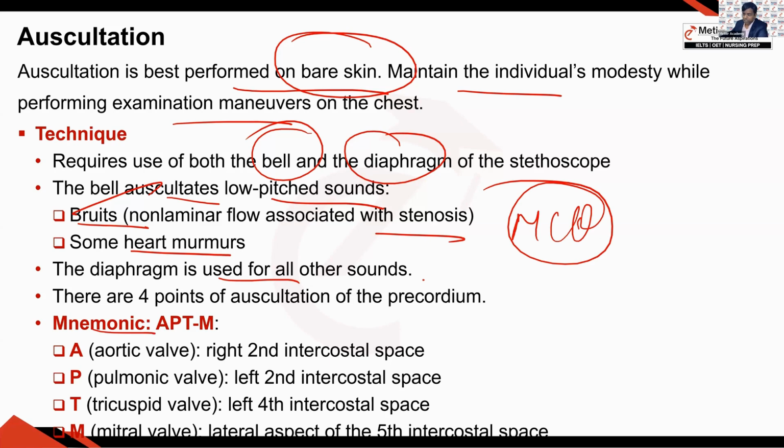So if you see auscultation, people are aware of it. Where is the aortic valve? Where is the pulmonary valve? Where is the tricuspid valve? And where is the mitral? The right second intercostal space is your aortic valve. The left second intercostal space is your pulmonary valve.